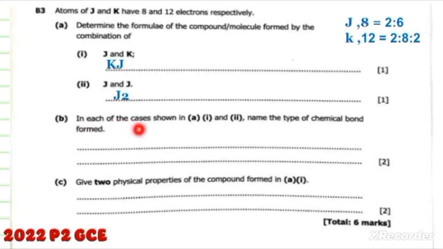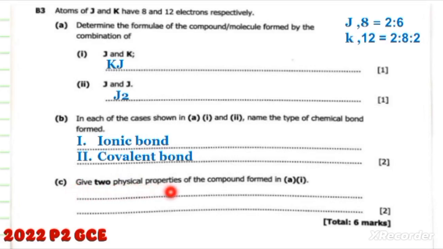In each of the cases shown in A, Roman numeral 1 and Roman numeral 2, name the type of chemical bond formed. So here the type of chemical bond is ionic bond. Here, covalent bond. We move to the last part of this question, which is C.